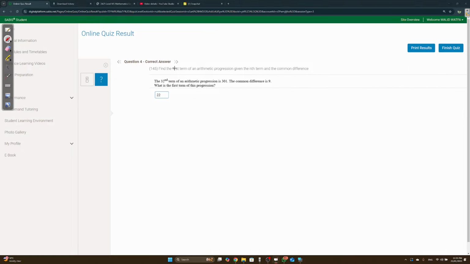Question 4. The 32nd term of an AP is 301. The common difference is 9. What's the first term? You have many ways to do this. You can use that an is equal to a1 plus n minus 1 d. You can use this. You can use an minus am is equal to n minus m times d.